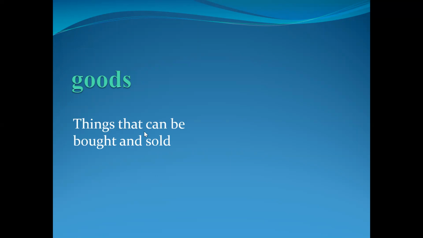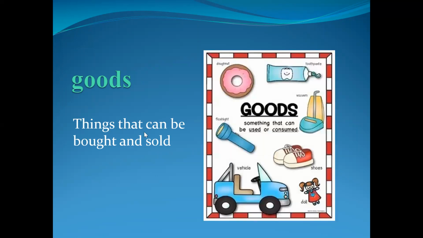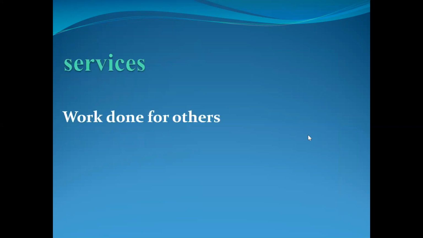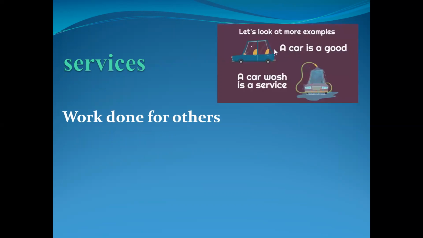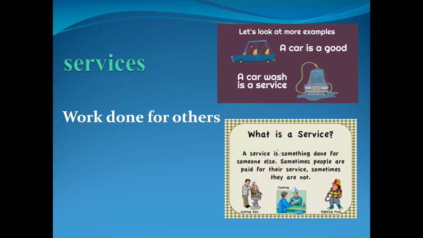Goods. Goods are things that can be bought and sold. Have a look at this image. Okay, so the donut, the toothpaste, all of these are goods. Services is work done for others. Now I'll give you an example. Here is a car. Okay, a car is a good. A car wash, on the other hand, is a service. Very good. What is service? A service is something done for someone else. Sometimes people are paid for their service. Sometimes they are not.